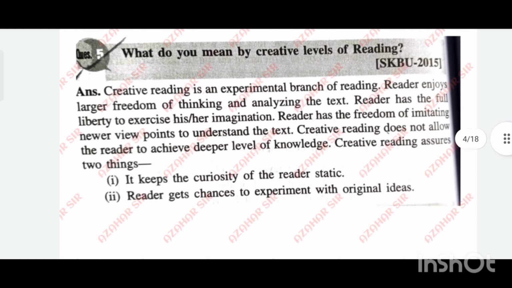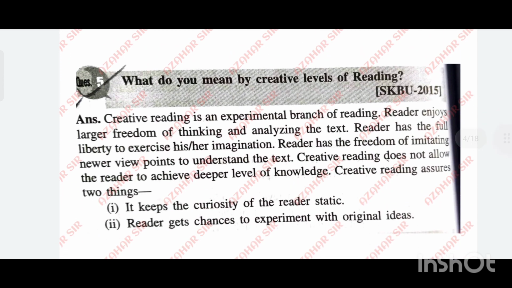And next question is, what do you mean by creative level of reading? Look at the answer of that question. Okay, have a look and go to the next questions.